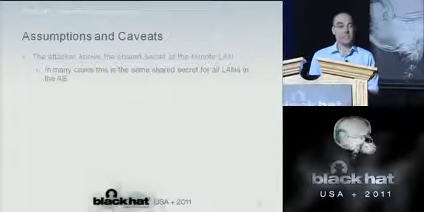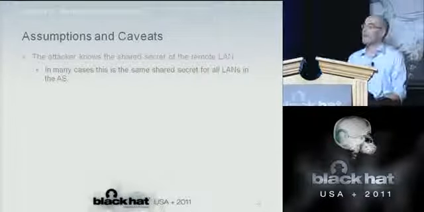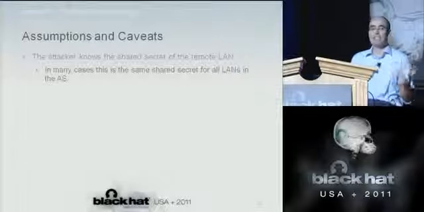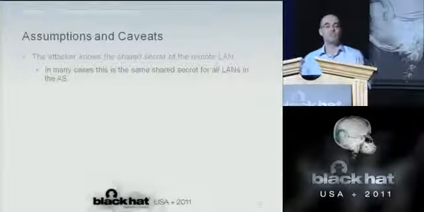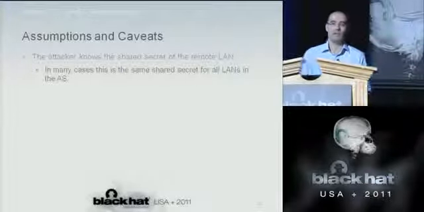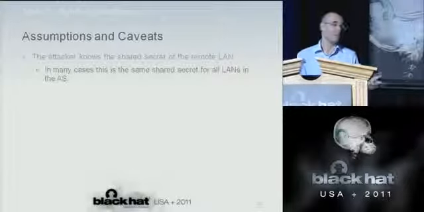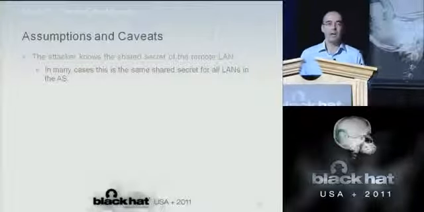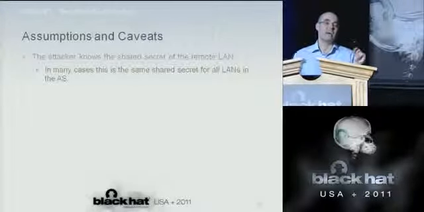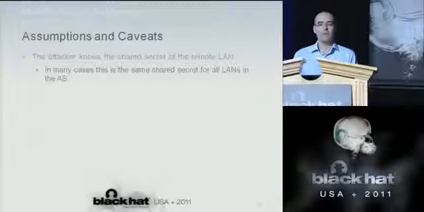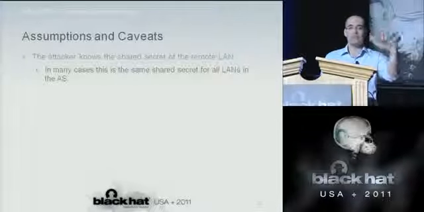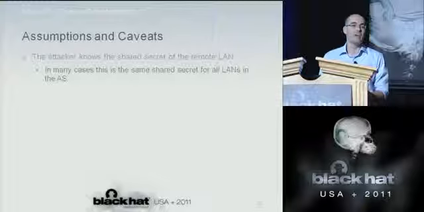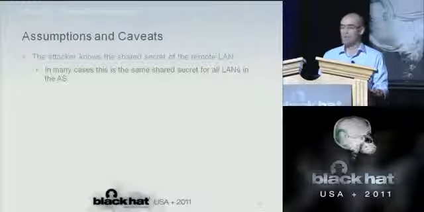Now, there are some assumptions and caveats to this attack, which make it a little weaker. First, as I said, we assume that the attacker knows that the shared secret on the autonomous system is equal. This is indeed the case for many autonomous systems, but it doesn't have to be that way. We have to assume this since the packets sent by the attacker to the victim router are sent in a unicast way explicitly to the victim.